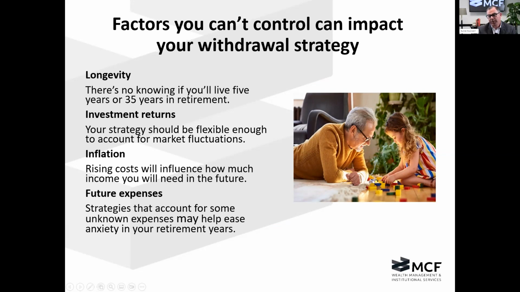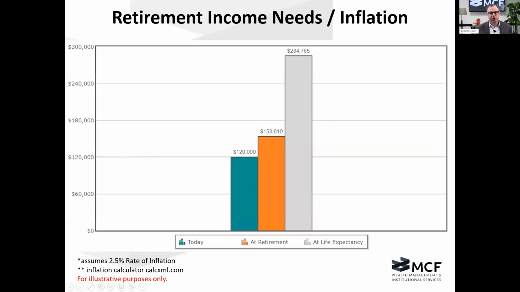Inflation. We can't control inflation, but we know it's there, and we have to account for it in a lot of this. And then future expenses, the unknown expenses. Those are the hardest ones. We talked about that last time as well. But these are all things we cannot control.